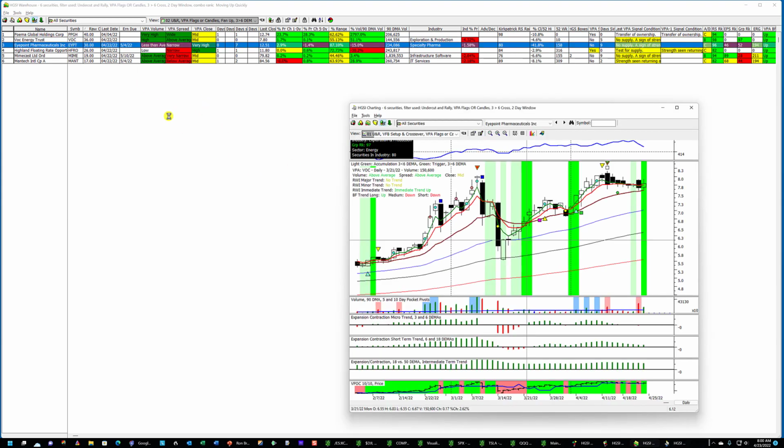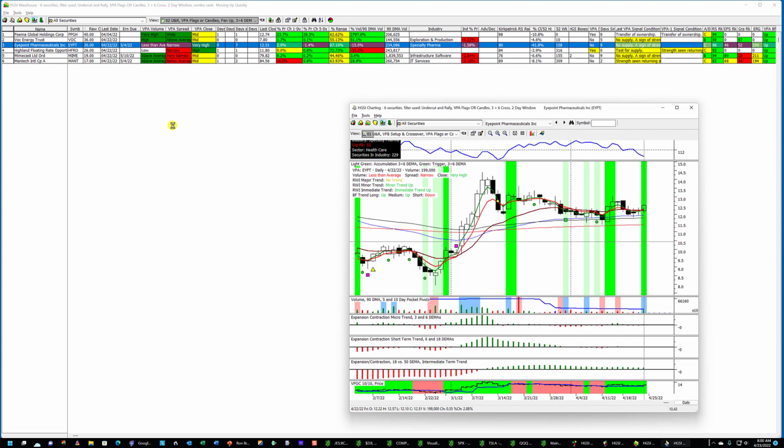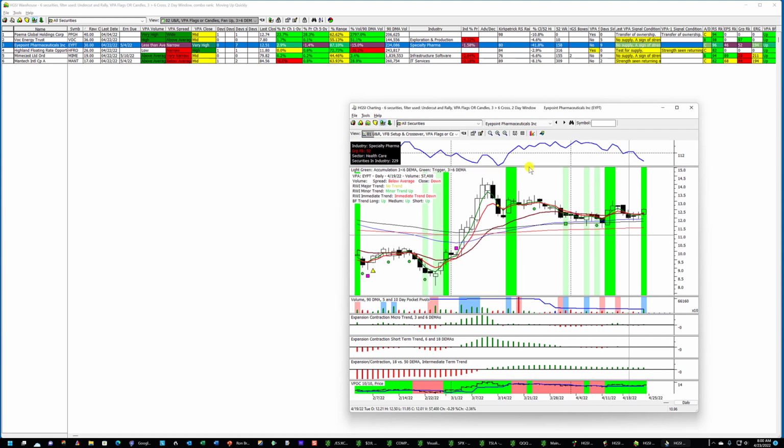Okay, I'm going to do one more stock here. Let's look at EYPT. I'll just leave this chart up here. You can see the green cross over here. It happened here too, and then it fell back. It's struggling, but it's positive, and you can see the group is going down. But it's holding, the fan's holding in place, and it closed in the upper part of its range.